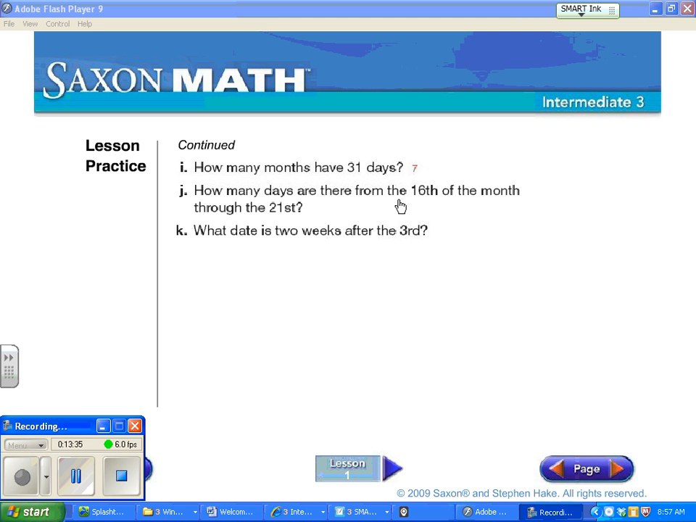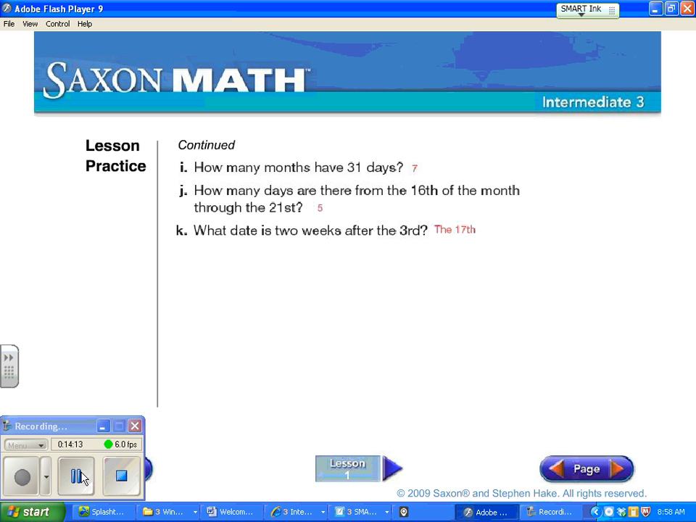Look at J. How many days are there from the 16th of the month through the 21st? So I'm going to put my finger on the 16. Do I get to count 16? No. And I'm going to hop until I get to the 21st. Are you ready? Help me out. 1, 2, 3, 4, 5. 5 days from the 16th to the 21st. And K, what date is 2 weeks after the 3rd? Here's the 3rd. We need 2 weeks after. 17th. Very good, Braden. Very good. And we are finished with our practice, and we're ready to look at the written practice for homework.